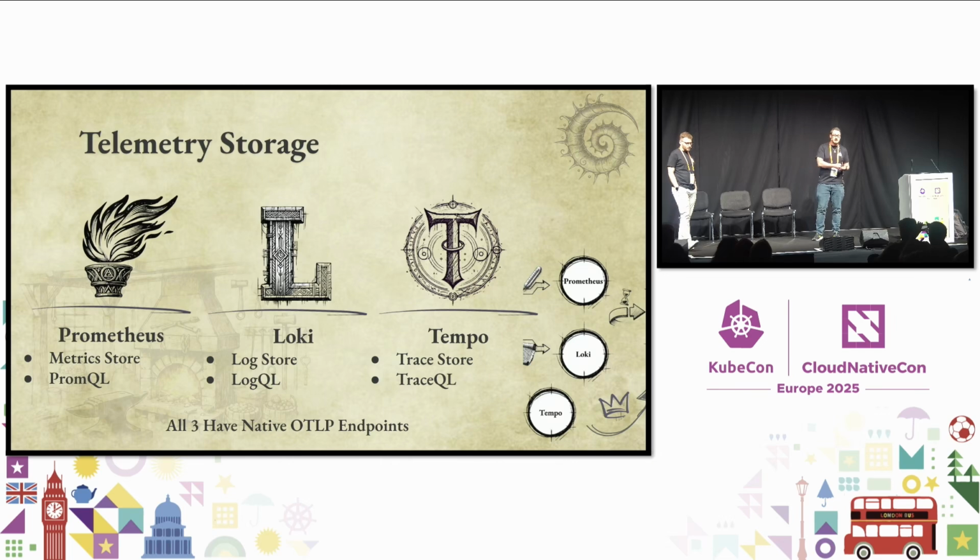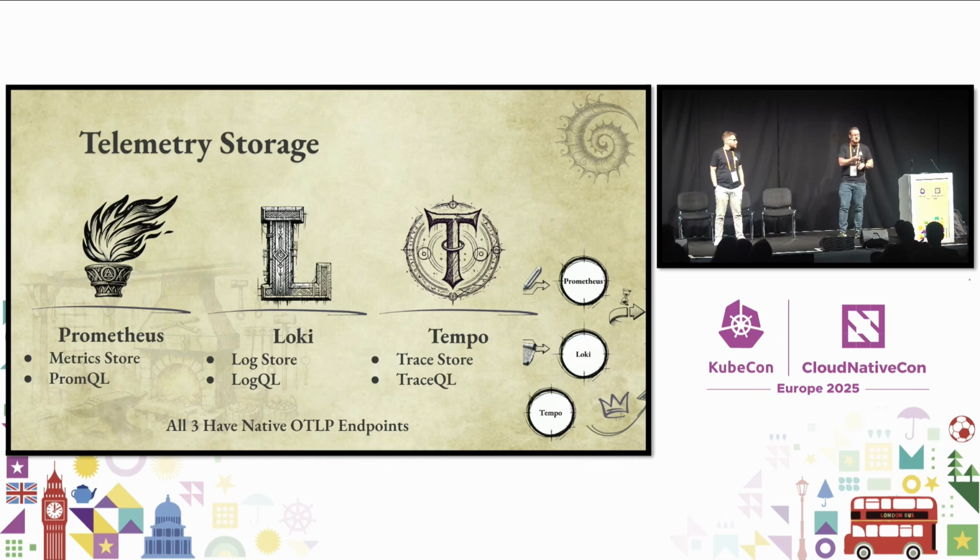So again, Prometheus is our metrics store, and that has its own query language called PromQL, which we're using within that Grafana dashboard to query for the particular piece of information, like whether or not it was the holy sword that we had, or it was the evil sword.